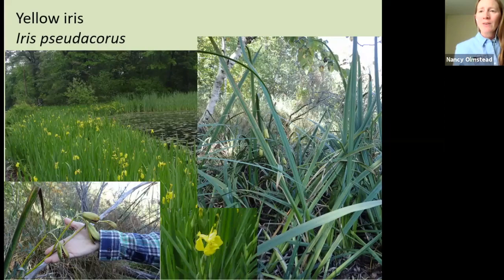We have a native blue flag iris, and it can be difficult to tell them apart if the plants are not in bloom, but the seed pod is more robust in the yellow iris. But it's helpful to have a flower if you're trying to distinguish these. But the native blue flag is just overall a smaller plant, less robust, and does not form these really, really extensive colonies.